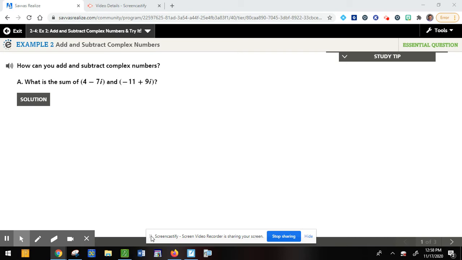Adding them is pretty simple. You just think about it as combining like terms. It's as if the i is an x and you're combining like terms with algebraic expressions. So let's take a look.